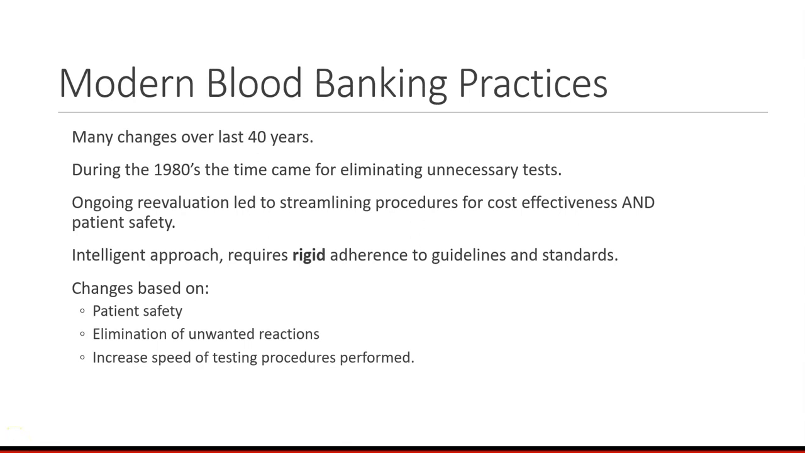Modern blood banking practices have undergone many changes over the last 40 years. During the 1980s, the time came for eliminating unnecessary tests. When I first entered the field, oh my gosh, we had probably 40 tubes for every cross match because we were so concerned about detecting any antibody which reacted at any phase of activity. We even worried about donor plasma antibodies that may be directed against patient RBCs. So again, you are so lucky. You may think it's a massive quantity of tubes, but it's half the amount that was required in the 80s.